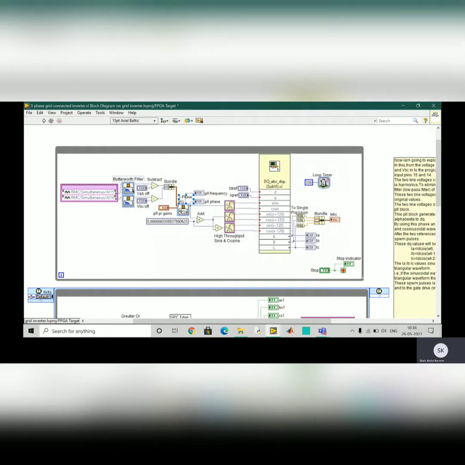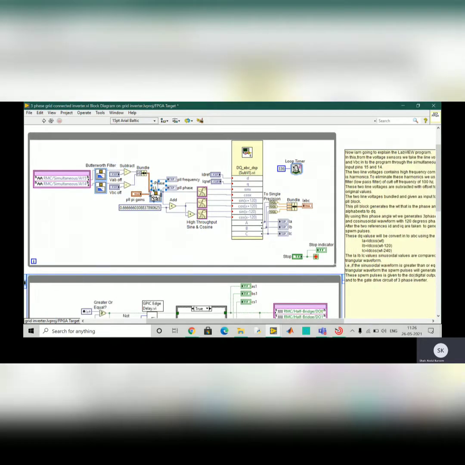And this output of the Butterworth filter is given to the subtractor block. So this block subtracts the grid voltages VAB and VBC with the offset voltages. So after subtracting with the offset voltages, the output of the block will contain the actual VAB and VBC values. So here the VAB and VBC values are bundled and given to the three-phase PLL block.